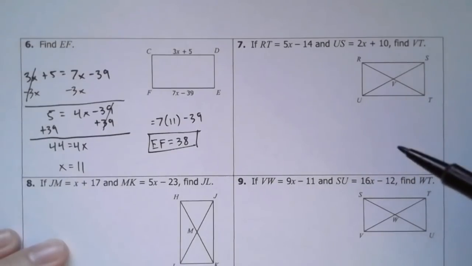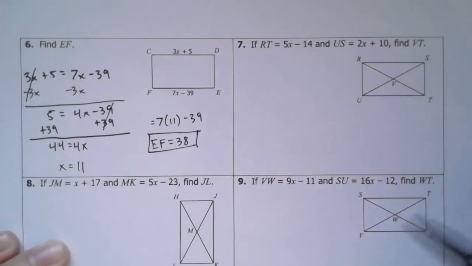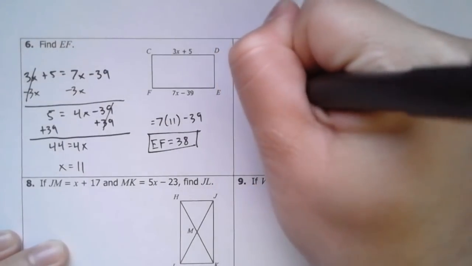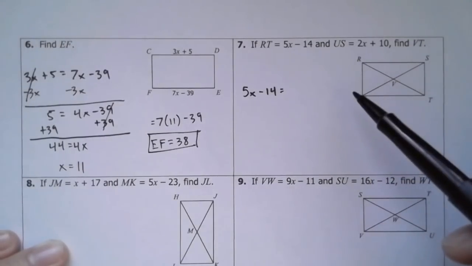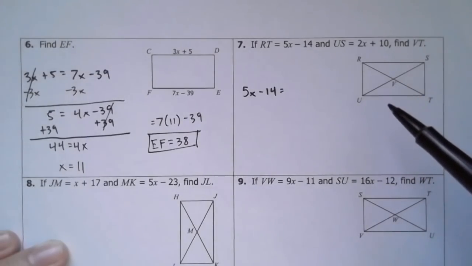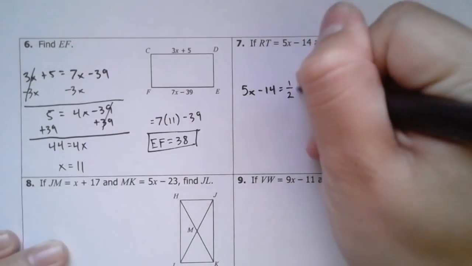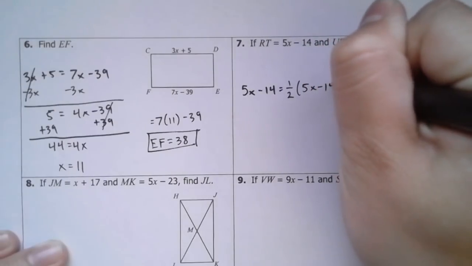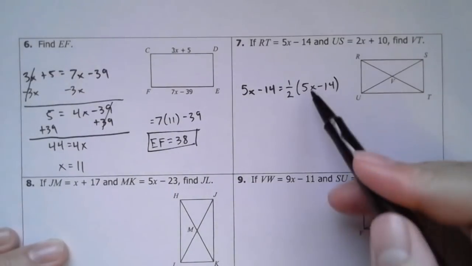One way I'm going to go about this one is RT, the entire thing, is 5x minus 14. VT is half the diagonal, so I could just take half of one side. I could do 1/2 times 5x minus 14, and then find my x.